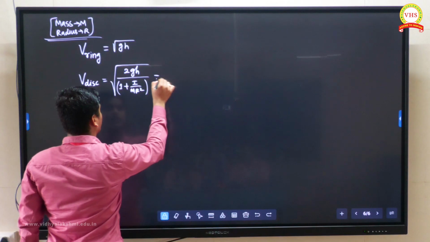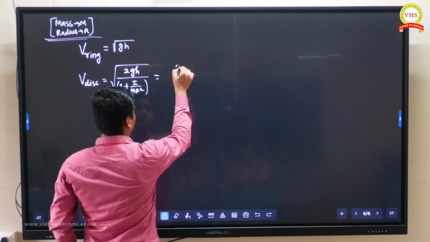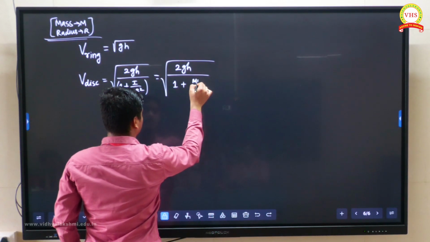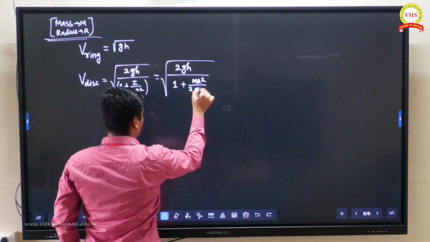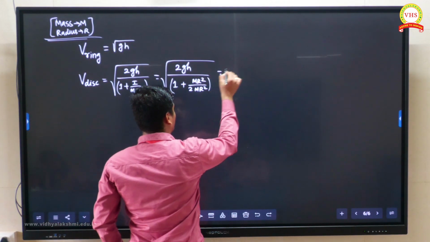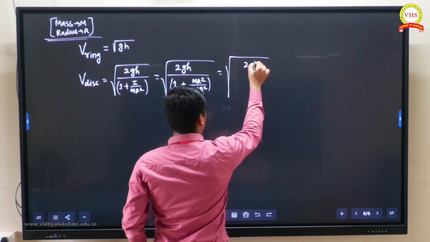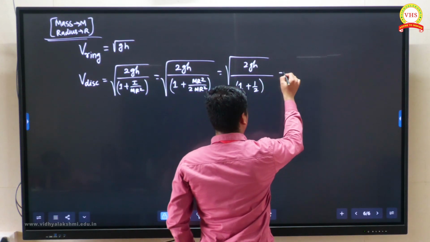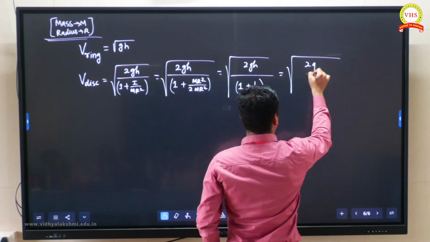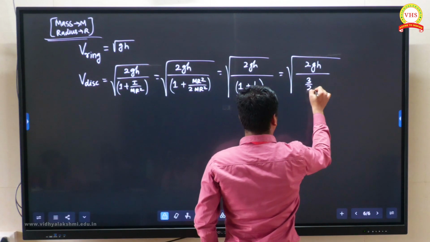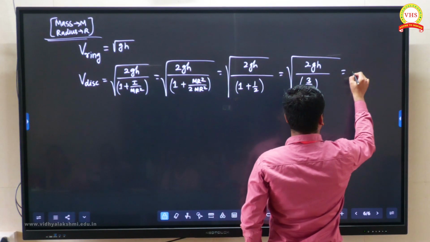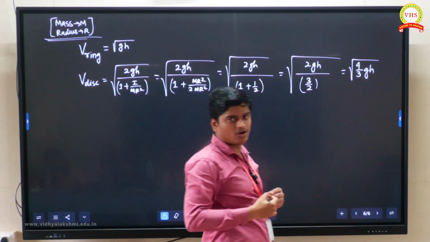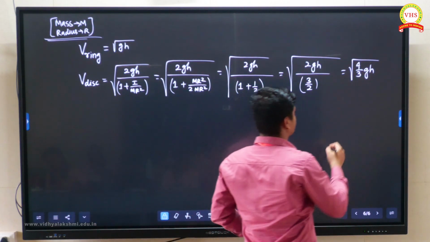Now in this formula, if I substitute the disk moment of inertia. What is the disk moment of inertia? Tell. mr square by 2. So I will substitute here mr square by 2. So now mr square will cancel. Now it will be root under 2gh divided by 1 plus 1 by 2. 1 plus 1 by 2 is what? 3 by 2. 2gh by 3 by 2. Now this 2 will go up. So how much will it be? Root under 4 by 3 gh. Yes or no?